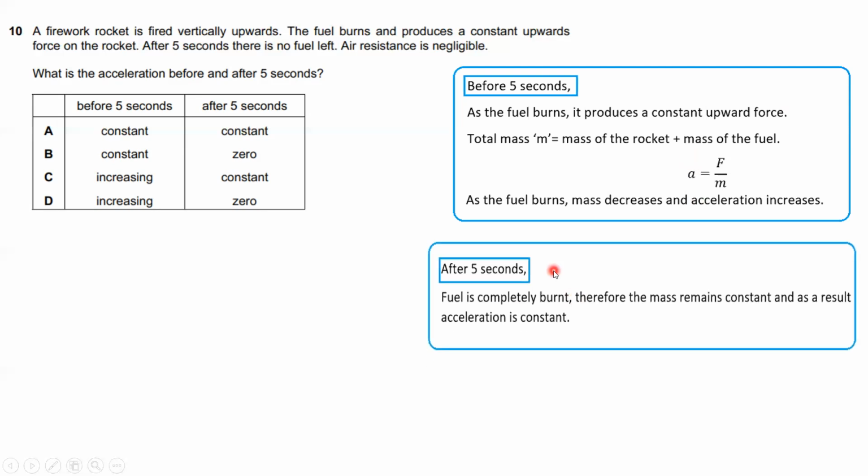After 5 seconds, when the fuel is completely burned, the mass will be the mass of the rocket, which is constant. If mass is constant, your acceleration remains constant. So before 5 seconds, the acceleration is increasing. After 5 seconds, it remains constant. So the option is C.